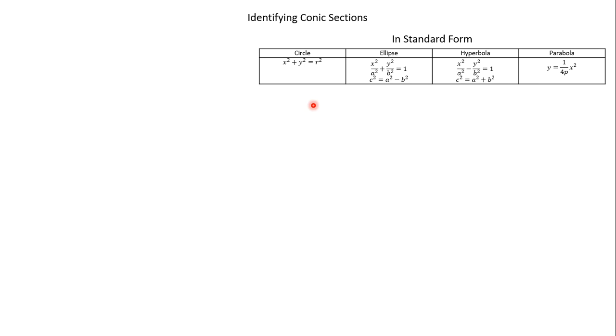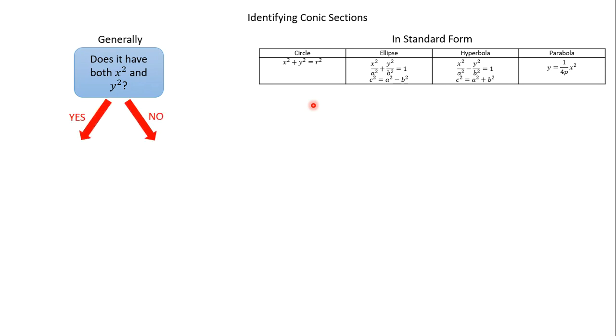So, in general, we're going to look at a flowchart. The first question we want to ask ourselves: does it have both x squared and y squared? If the answer is yes, we're going to keep going. If the answer is no, what doesn't have both x squared and y squared? A parabola. So if it only has an x squared or a y squared, it's a parabola. And if it has neither x squared nor y squared, it's not a conic section. That's going to just be a line. Alright, so if the answer is no, it doesn't have both x squared and y squared, we're looking at a parabola. If the answer is yes, we keep going.